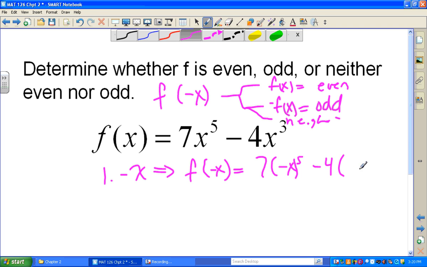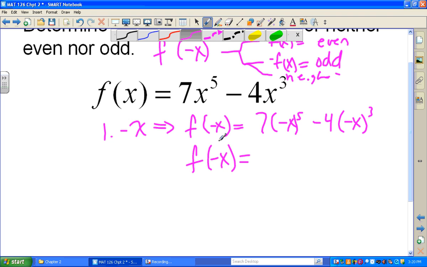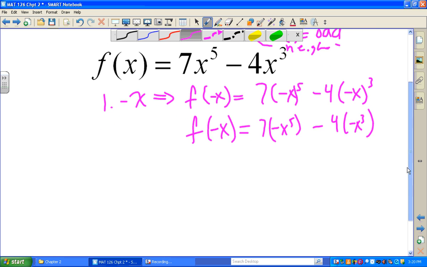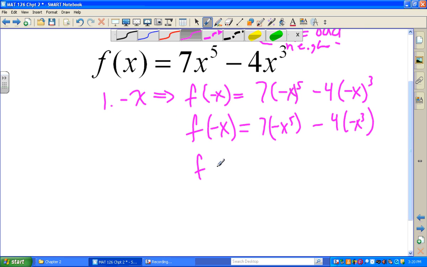Minus 4 negative x cubed. Now use your algebra to simplify it. f of negative x: negative x times negative x times negative x times negative x times negative x is negative x to the 5th. Okay? And then you have negative x cubed. So if you have that, that gives you negative 7x to the 5th plus 4x cubed.